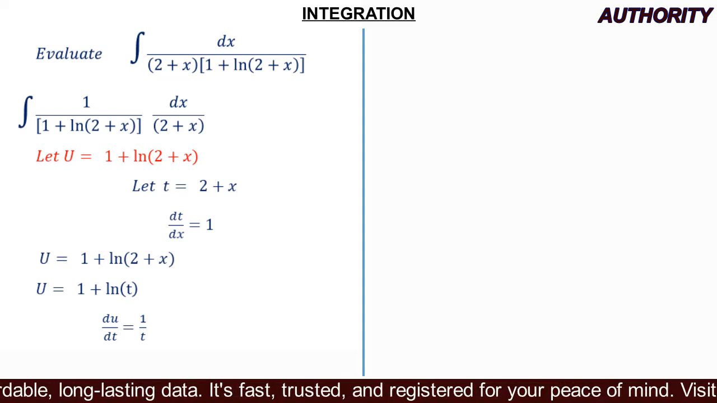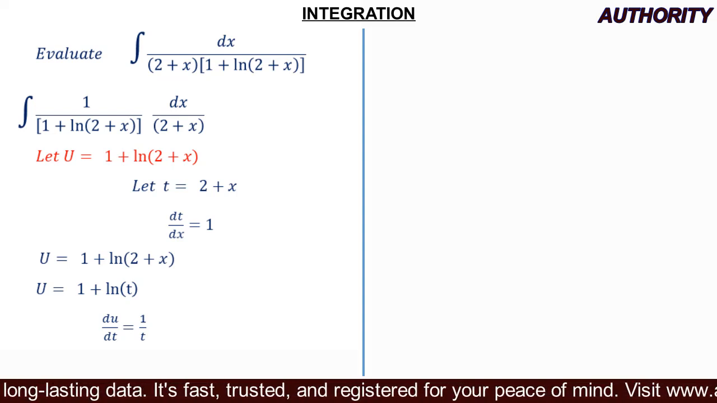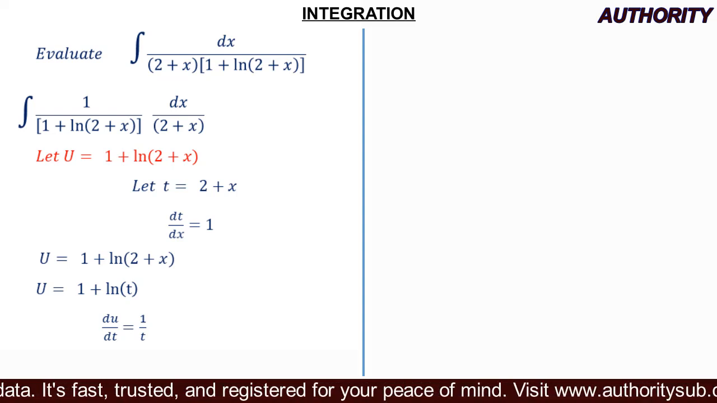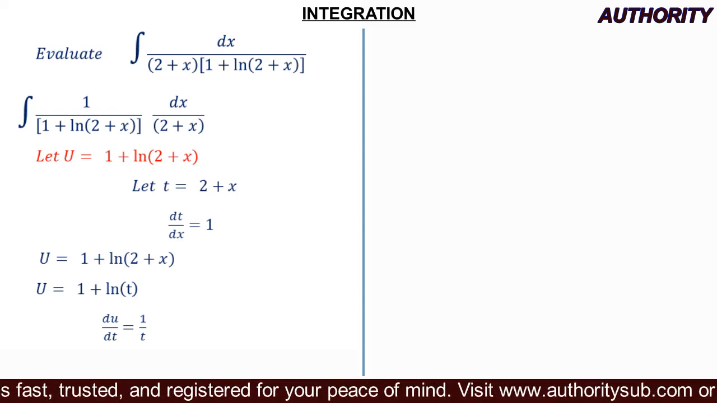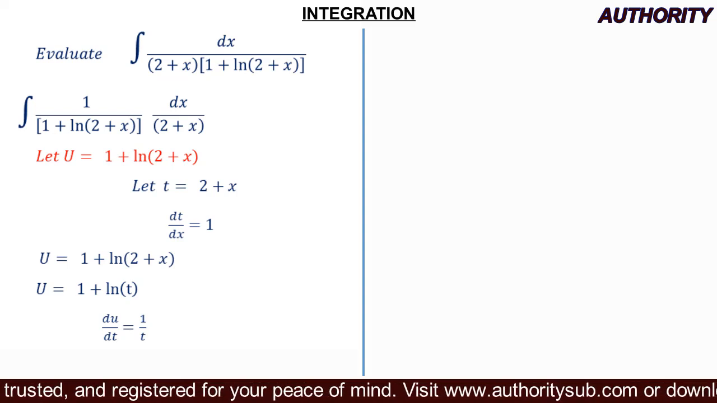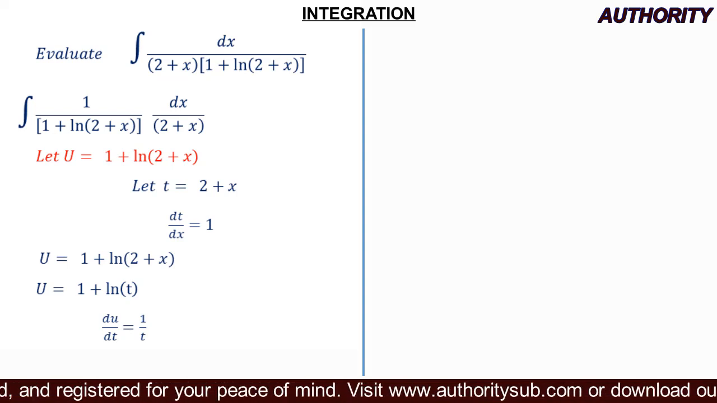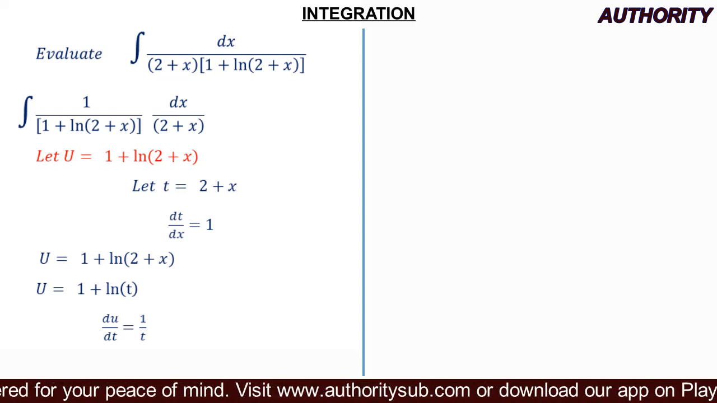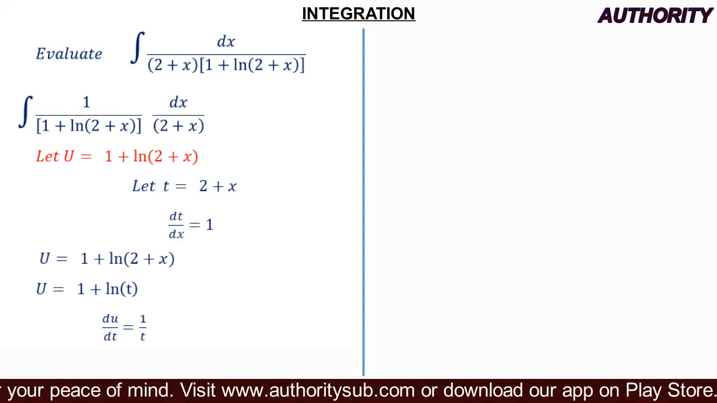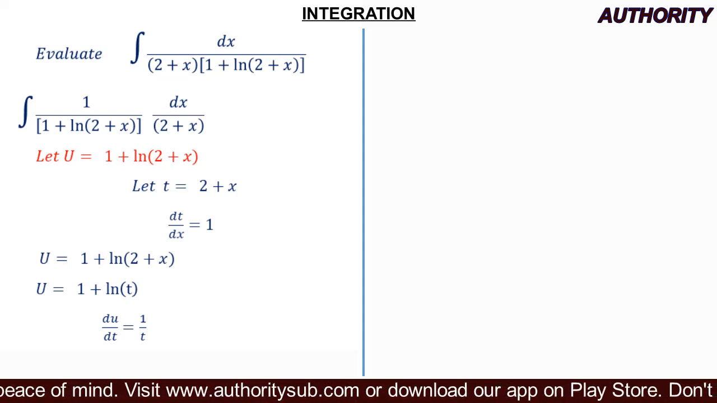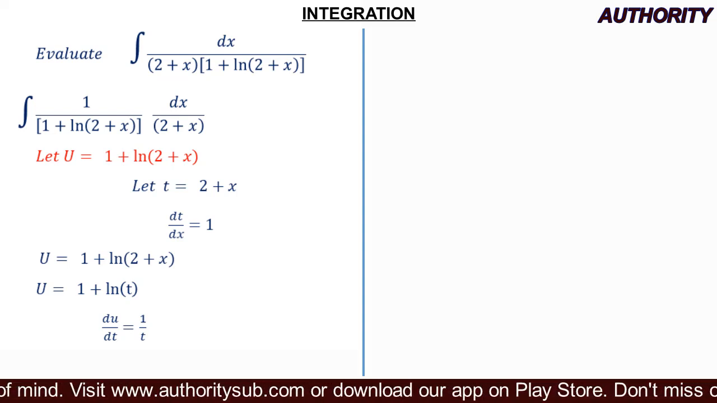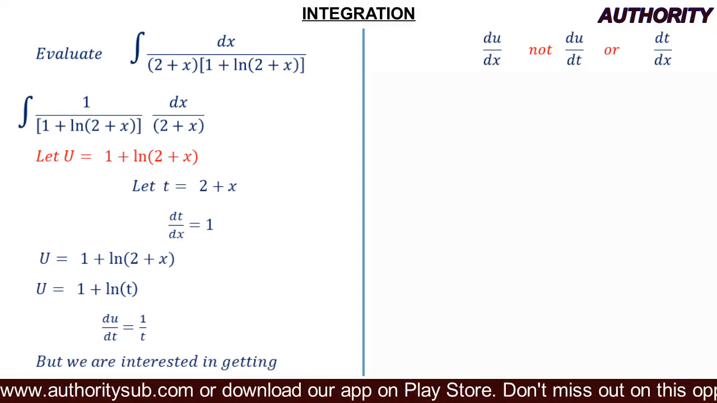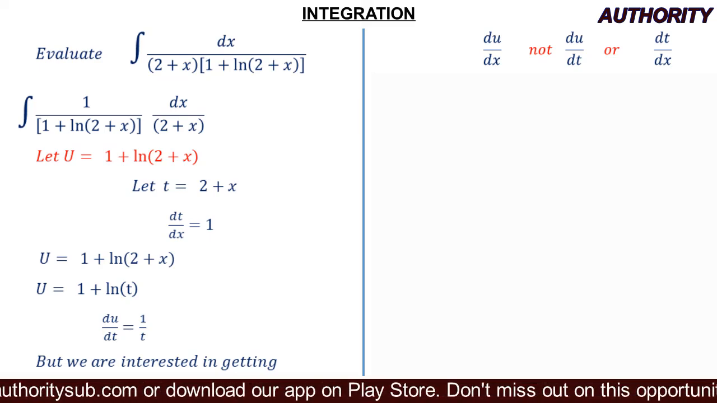Now, remember, we have u equal to 1 plus ln 2 plus x. u is a function of x here, and we are looking for du dx. But the two derivatives we have here are dt dx and du dt. And we say we are applying the chain rule. So the chain rule here is saying that for us to find the du dx that we are looking for, we should multiply the two derivatives we have just obtained. That is to say that we are interested in getting du dx, not the du dt or the dt dx.